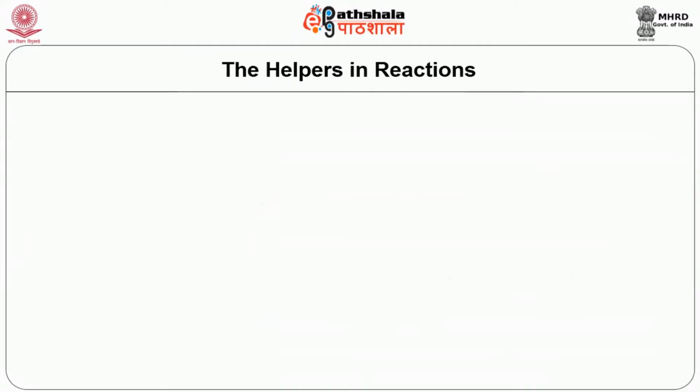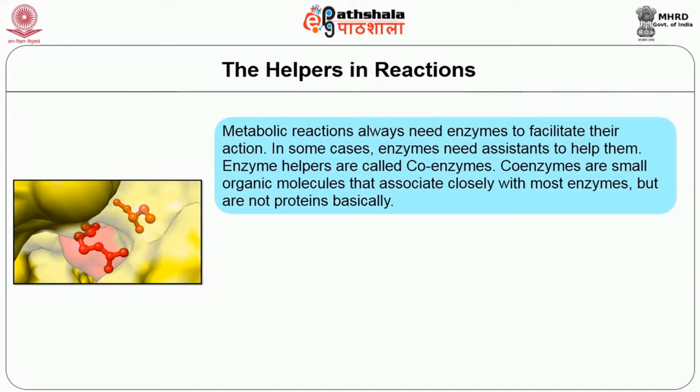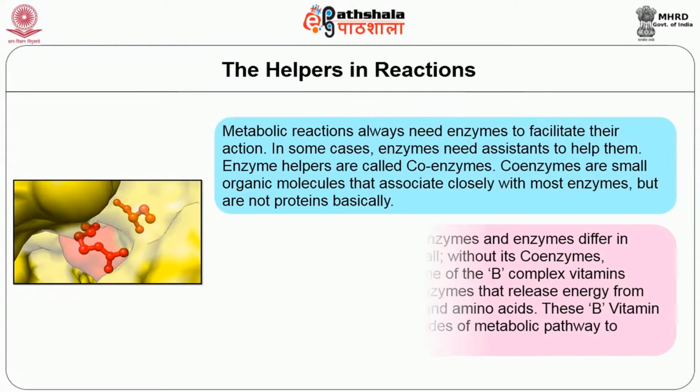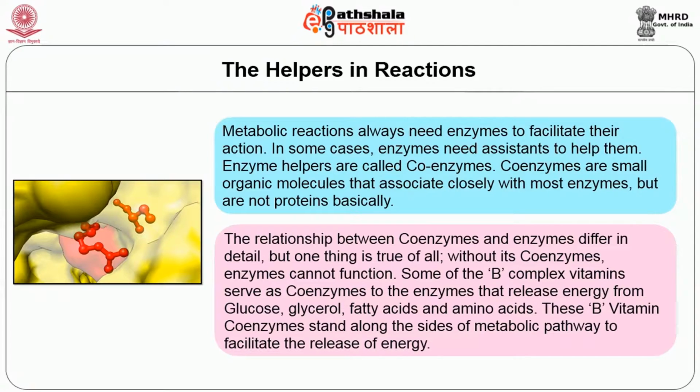The helpers in the reactions are enzymes and coenzymes. Metabolic reactions always need enzymes to facilitate their action. In some cases, enzymes need assistance to help them. Enzyme helpers are called coenzymes. Coenzymes are small organic molecules that are associated closely with most enzymes but are not protein in nature. The relationship between coenzyme and enzyme differs in detail, but one thing is true of all: without its coenzyme, an enzyme cannot function.